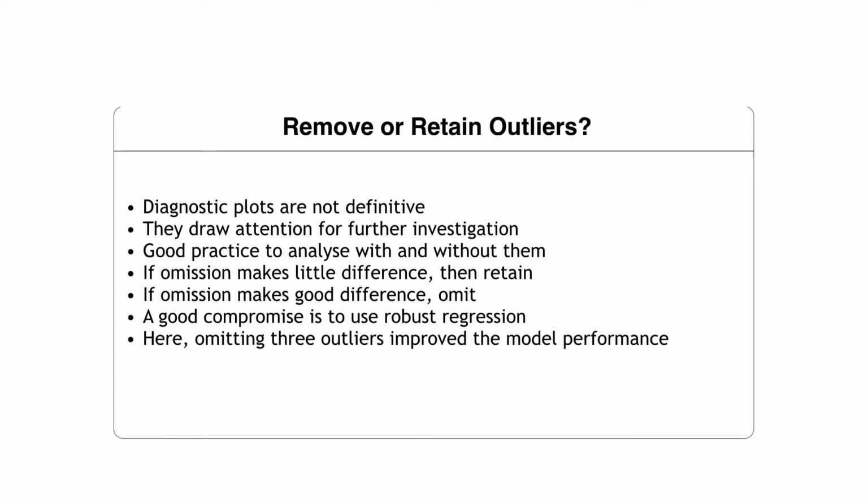Which brings us to the other question as to whether we should remove or whether we should retain an outlier. There is no clear answer to this. The best thing that we can say is that diagnostic plots are not definitive. When we construct a diagnostic plot, particularly in trying to understand whether the regression violates the core assumptions of any regression, and therefore we put plots for the outliers, we put plots for the residuals, we can get a sense of whether there are outliers or influential points. And what they actually point to is the fact that they draw attention for further investigation.